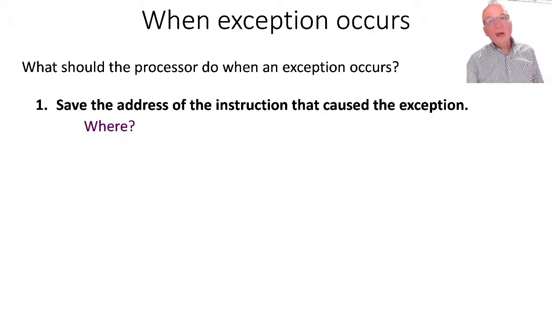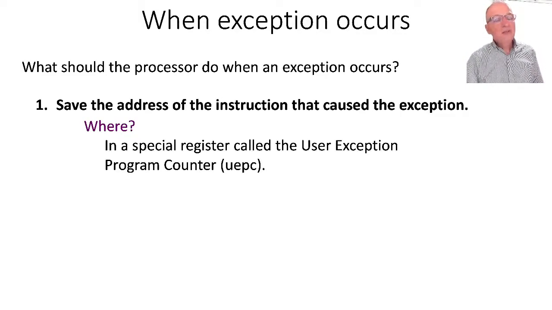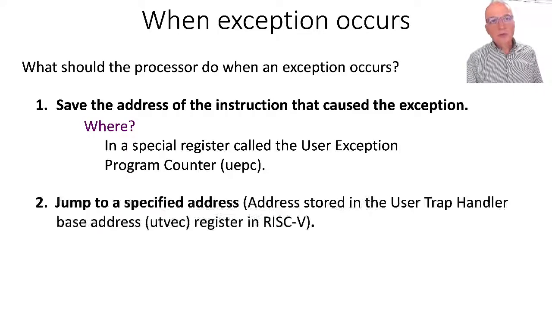So the question is, where are you going to save that address? And the answer is that there is a special register called the User Exception Program Counter, UEPC. That is the register where the address of the instruction that caused the exception will be stored. And the next thing that I need to do now is jump to a specified address that is stored in the user trap handler base address. It's the UTVEC, because it refers to the user trap vector.